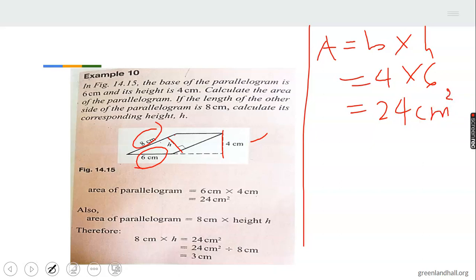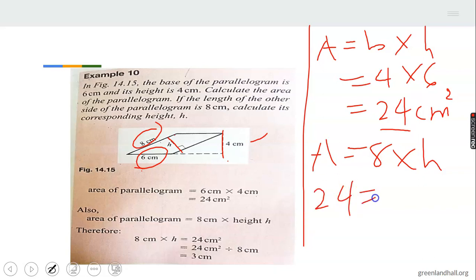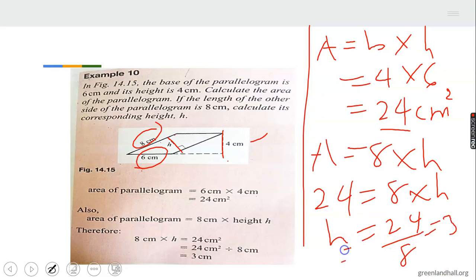Now, we said when you use this and this, you will have 24. If you also use A equals base times height with the other base, you will also have the same area. Now, put 24 there. Equals 8 times H. H equals 24 over 8, which is 3. That is how to get the value of H.